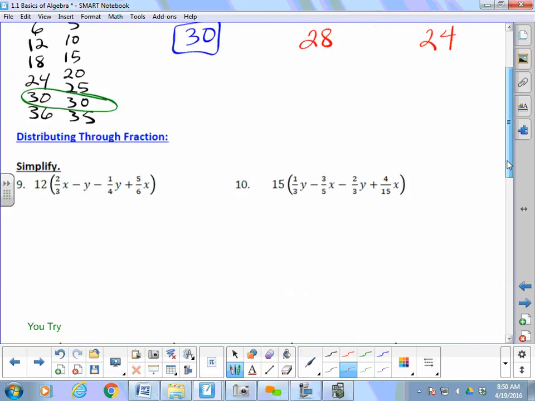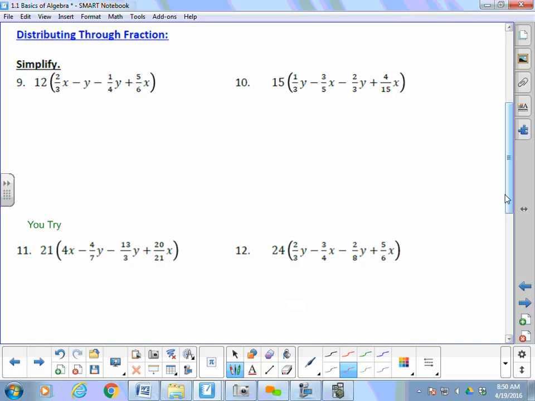Okay, last one then. Distributing through fractions. We love fractions, right? No, we don't. You should. They're great. They're wonderful. They're easy. 12 times that. You know what's nice about 12 times that? All of those denominators are factors of 12.